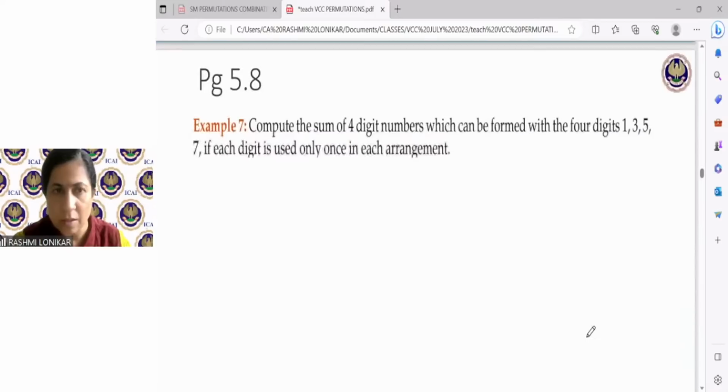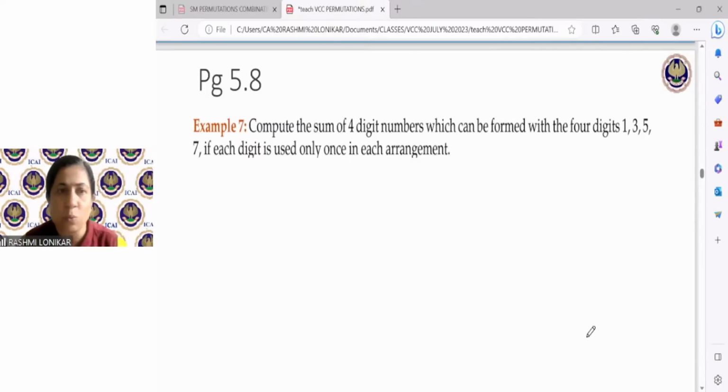Okay. Yeah. Let's go to the next example. Compute the sum of 4-digit numbers which can be formed with 4 digits 1, 3, 5, 7, if each digit is used only once. See, sometimes there is a lot of other information also given. Normally for you, the sums will simply be that we are using each digit only once. Even though they've written it specifically, those complicated sums are not there in your syllabus. Okay, so you could do this.